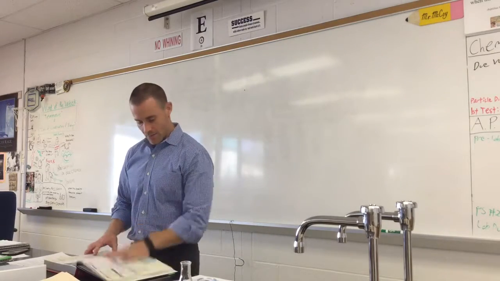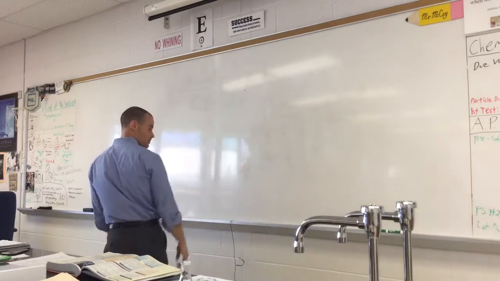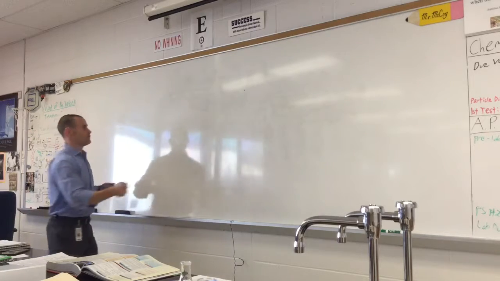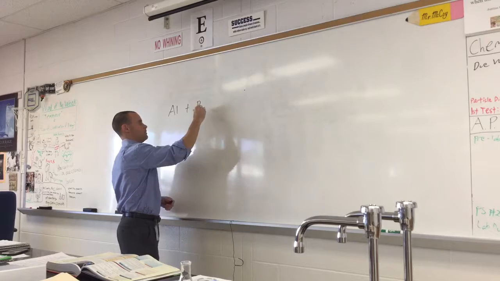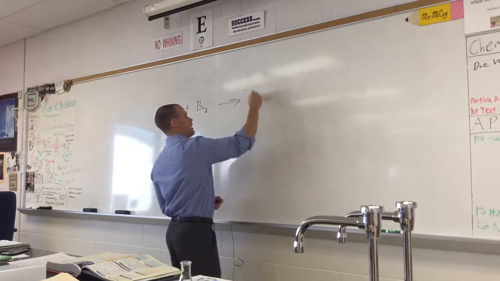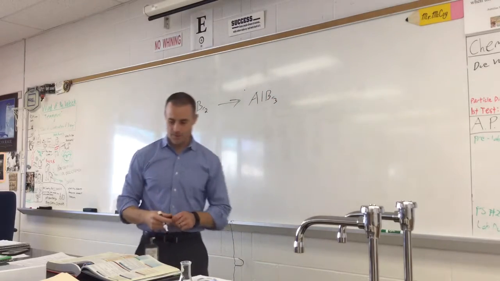We have a little chart. We have before and after. So we have aluminum. What's the symbol for aluminum? What about bromine? BR. Close. Not BR. BR2. BR2, thank you. It forms aluminum bromide, AlBr3. That is a compound. Okay.